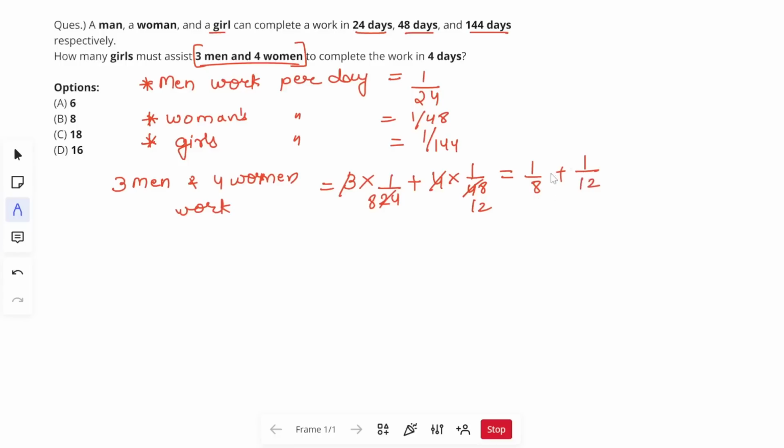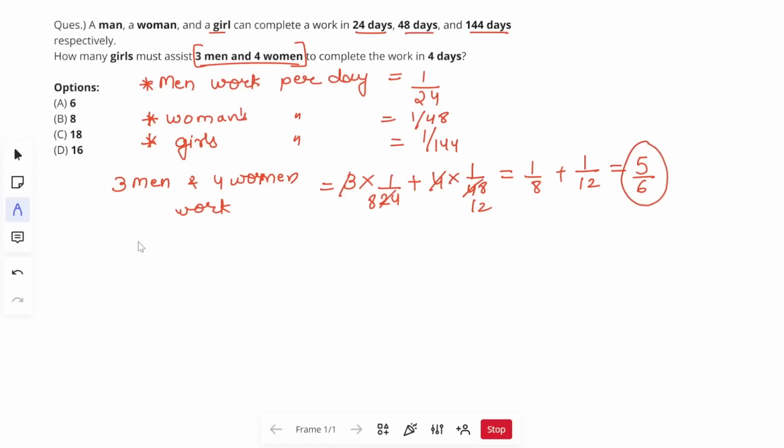Now I'm not solving it here, because you can directly solve it, otherwise it will take more time. So I'm just directly writing the final solution that we will get after adding these two. The final value will be 5 by 6. So now we have got the work done by 3 men and 4 women, which is 5 by 6. Now, for the remaining work we want girls.